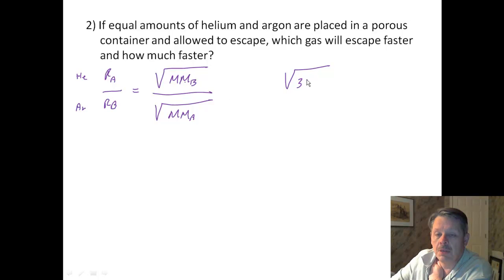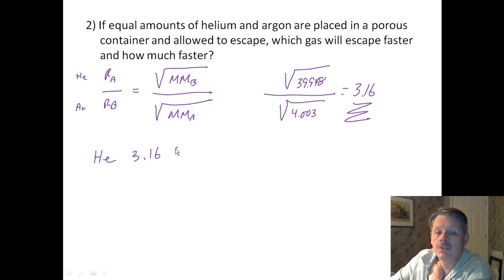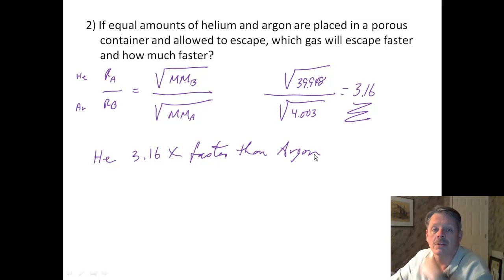is going to be 39.948. I looked that up on my periodic table. And the molar mass of helium, which is 4.003, I take the square roots of those things and divide, and I get 3.16. So that tells me that helium is 3.16 times faster than argon, simply based on their molar masses. That's pretty cool.